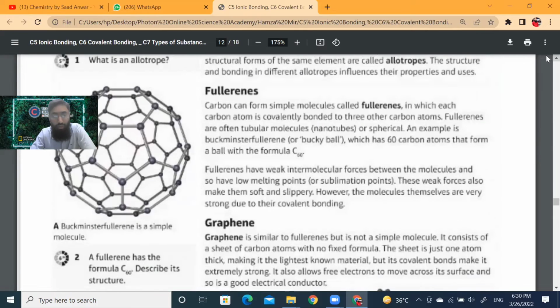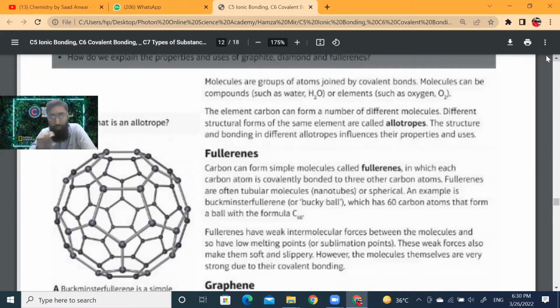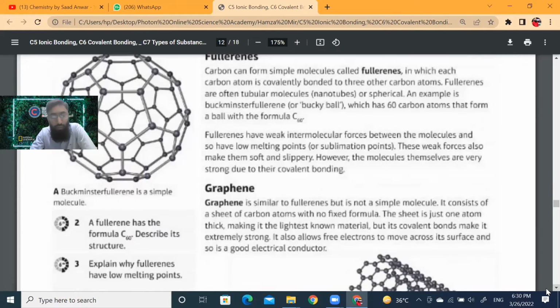So the answer to these questions, what is an allotrope? You can write that definition. And the next is: fullerene has formula C60, describe its structure. So let me explain this question to you. Describe the structure of fullerene. If the question would be like that, how can we describe the structure of fullerene?